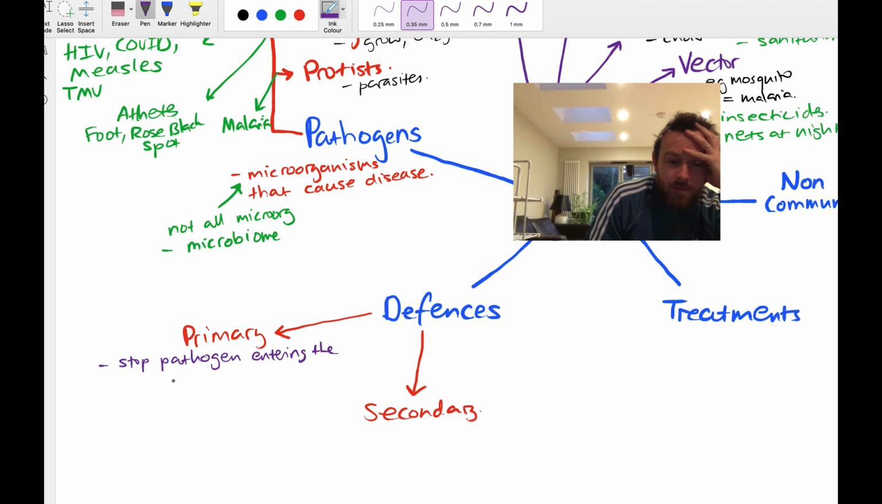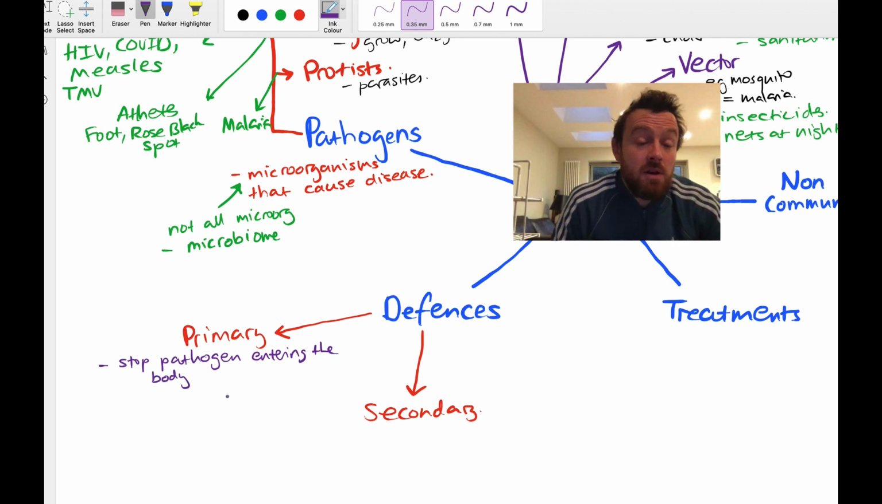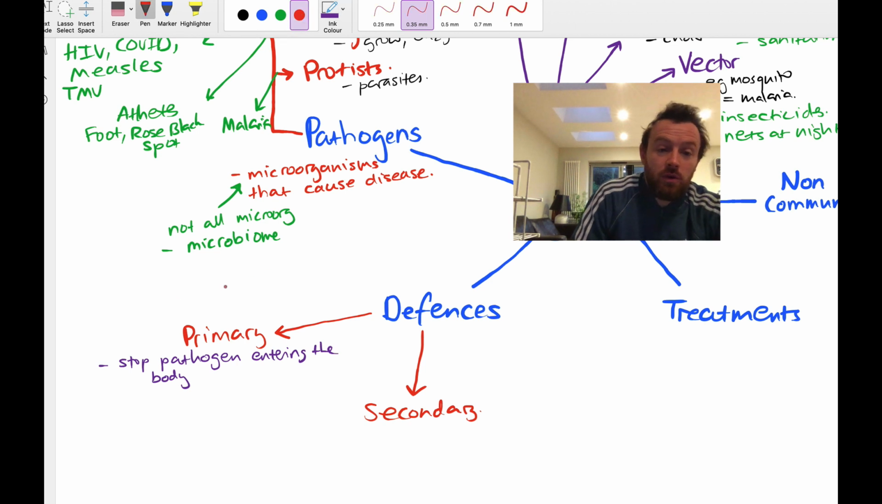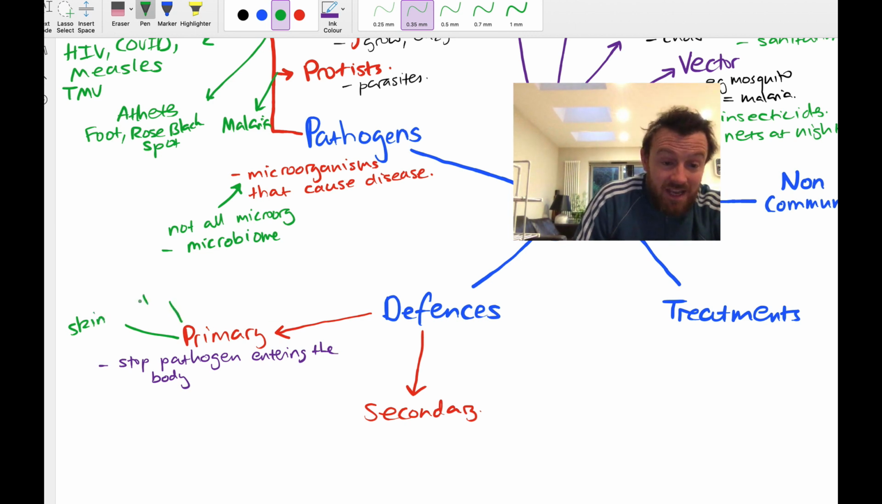Entering the body. Now the pathogen may get into the body, but it doesn't get into the bloodstream. So primary defenses include things like, and I'll just list them here. We've got skin. Skin is a primary defense. It blocks pathogens from entering the bloodstream. We've got stuff like tears, which kill bacteria and viruses that land on the eyes.